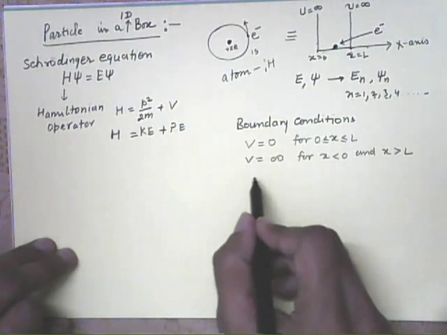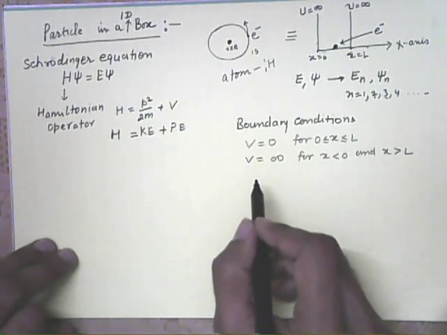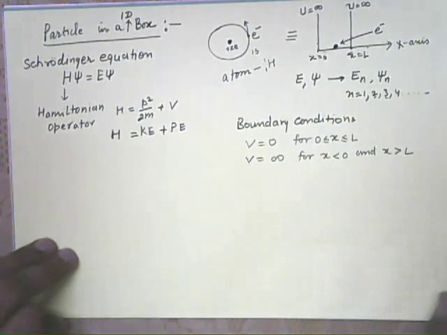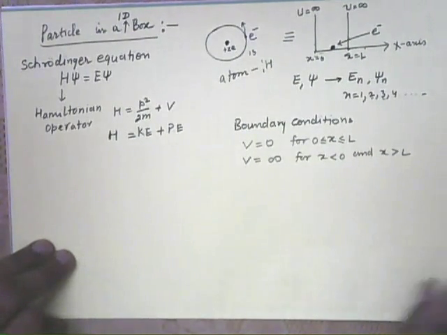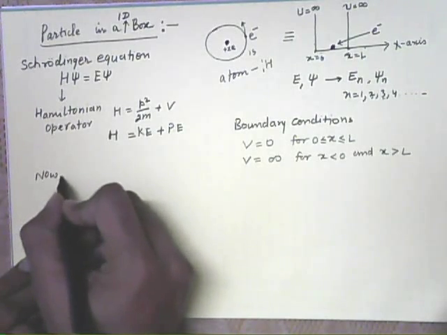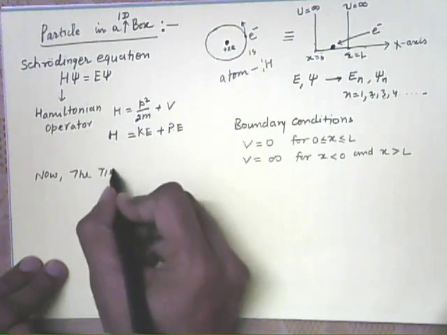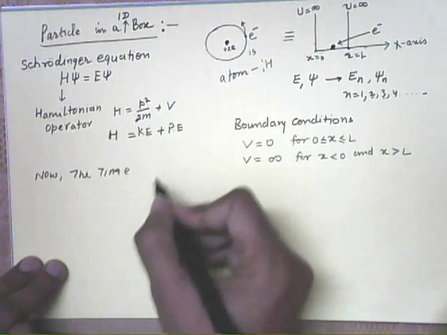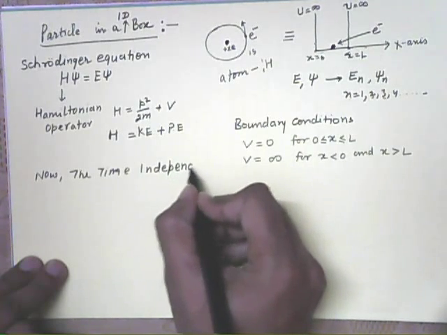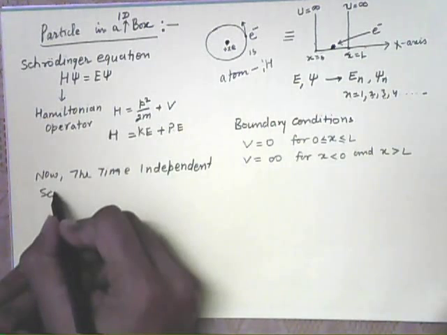So now we have to use these boundary conditions in the Schrodinger wave equation, the time independent Schrodinger equation.